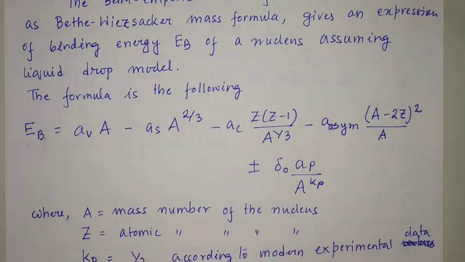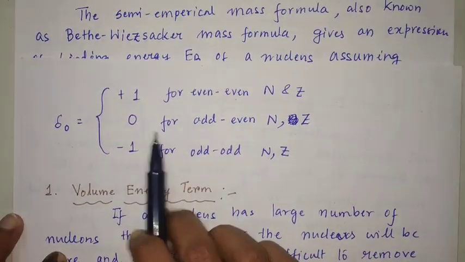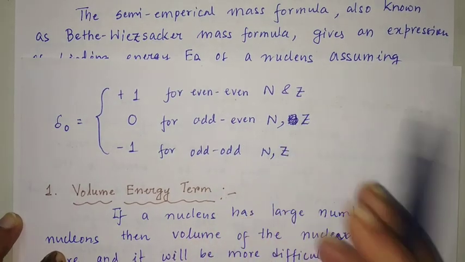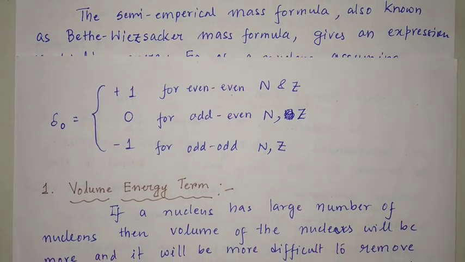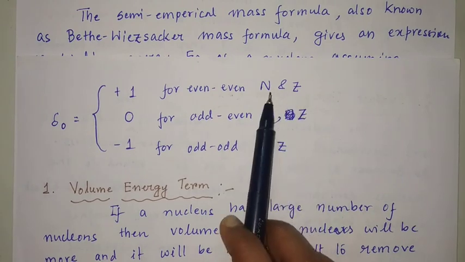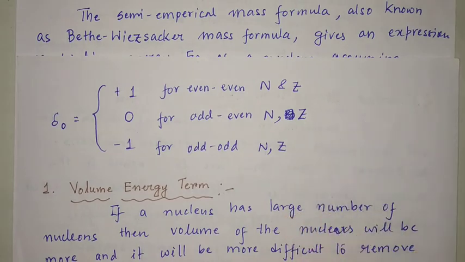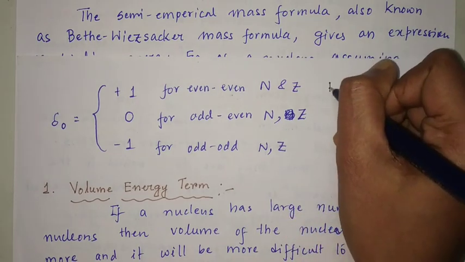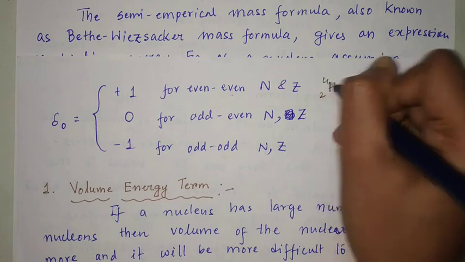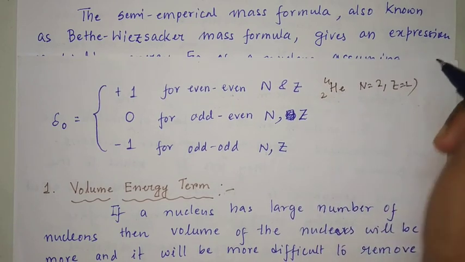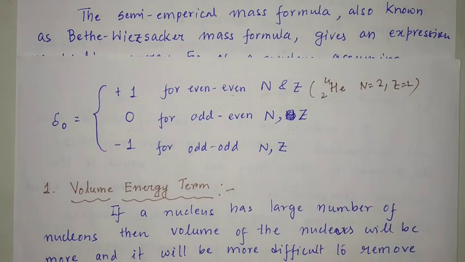Here delta_0 is plus 1 for even proton and even neutron. If in a nucleus there is an even number of protons and an even number of neutrons, then delta_0 is plus 1. For example, helium, where neutron number is 2 and proton number is also 2, then delta_0 is plus 1.